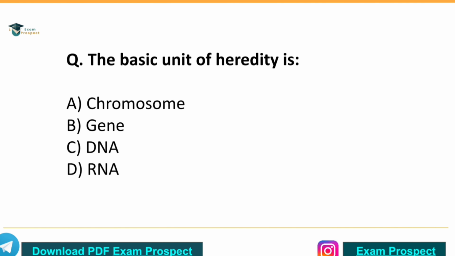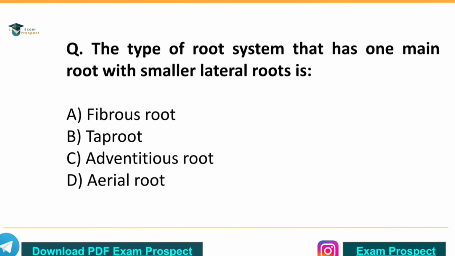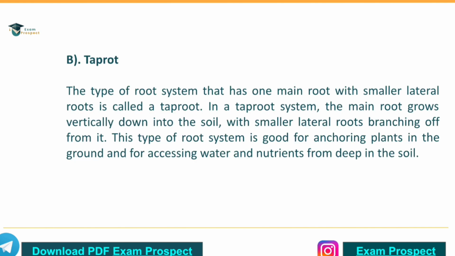Next question. The basic unit of heredity is? Correct answer is option B, gene. Next question. The type of root system that has one main root with smaller lateral roots is? Correct answer is option B, taproot. Here, the type of root system that has one main root with smaller lateral roots is called a taproot.